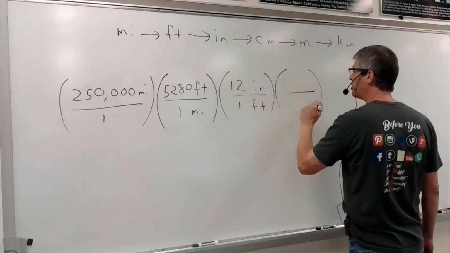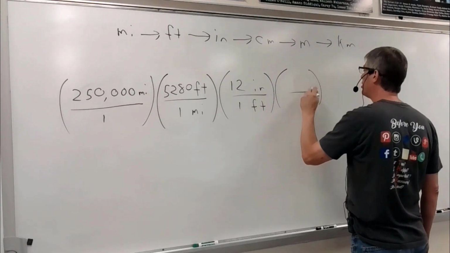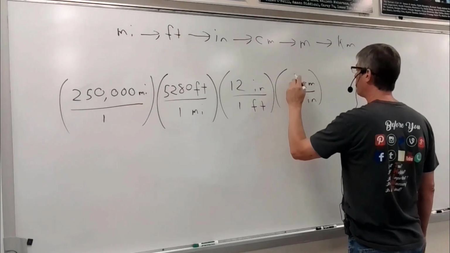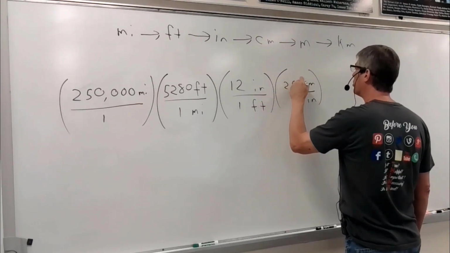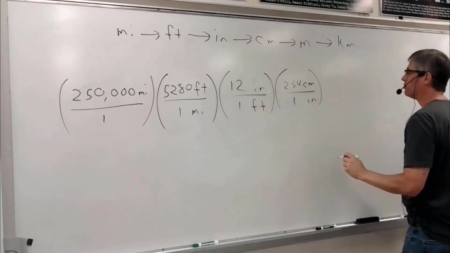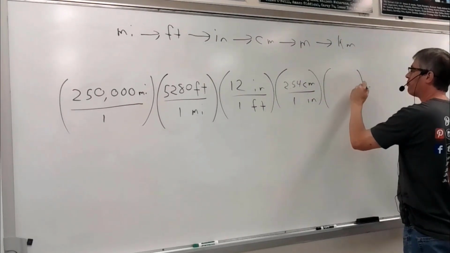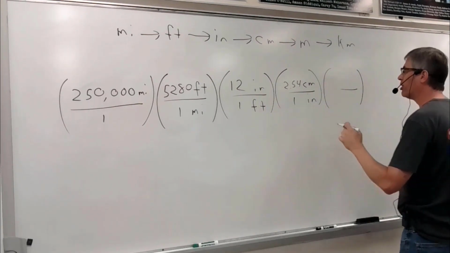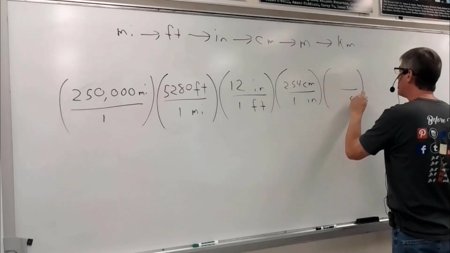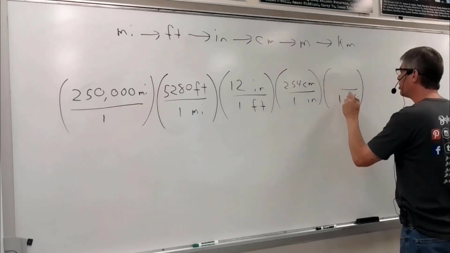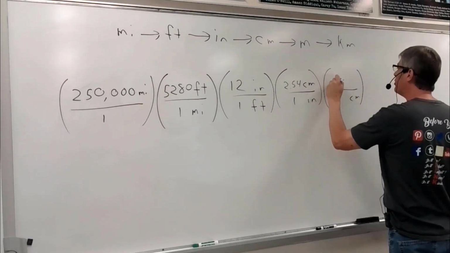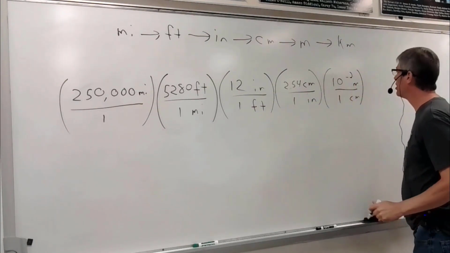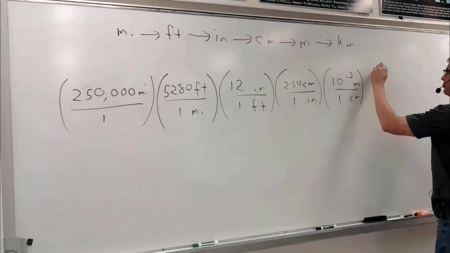And now we're going to convert from inches to centimeters. So inches in the denominator, centimeters in the numerator. There are 2.54 centimeters in 1 inch. And now we're back to our metric that we have to have memorized. We want centimeters down here, and that has a prefix, so I know a 1 goes with that. And there are 10 to the negative 2 meters in 1 centimeter. That is an m.